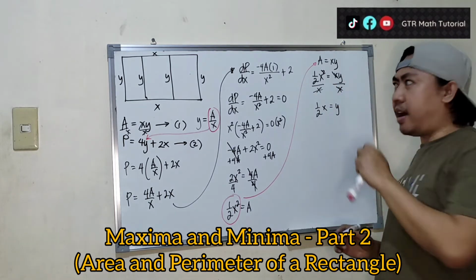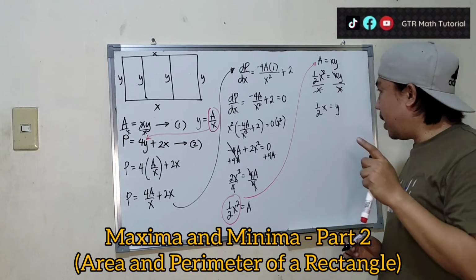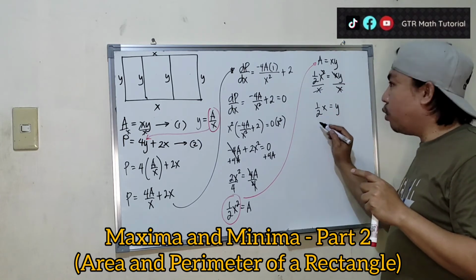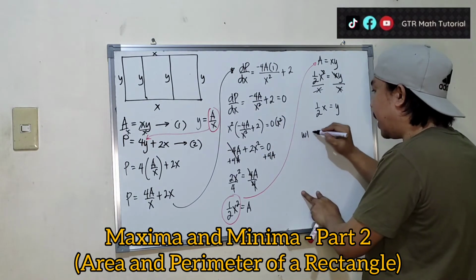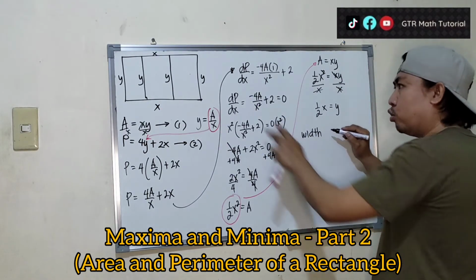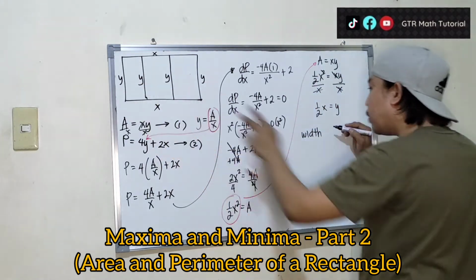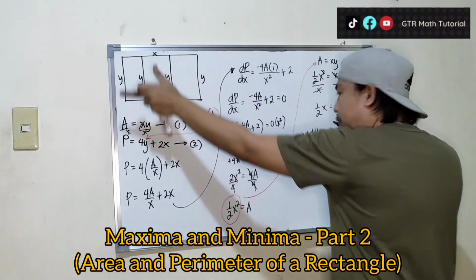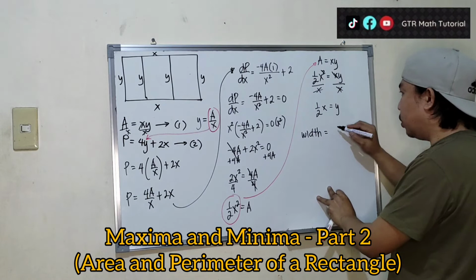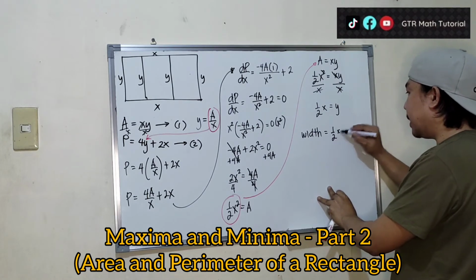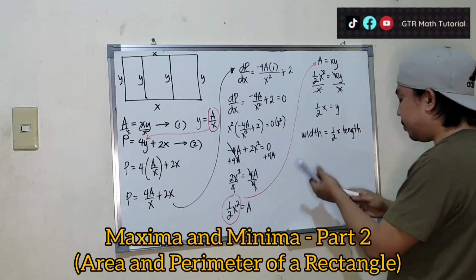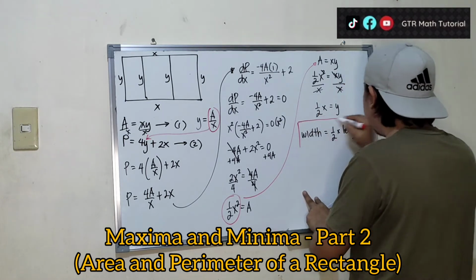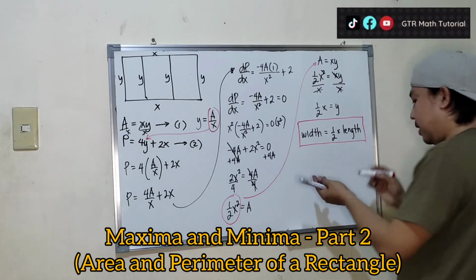So just like in the number 5, y is equal to 1 half x, or y is the width, so therefore the dimension to minimize the amount of fencing needed to construct this figure is width is equal to 1 half times the length. So this is the dimension. So this is the answer. The width is equal to 1 half of the length.